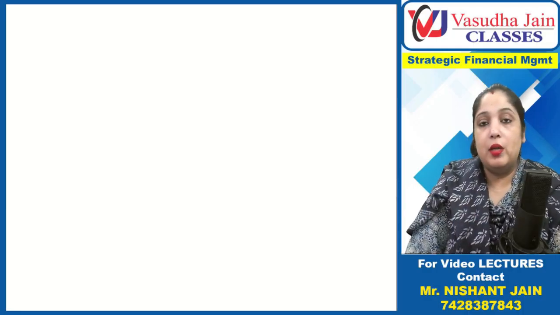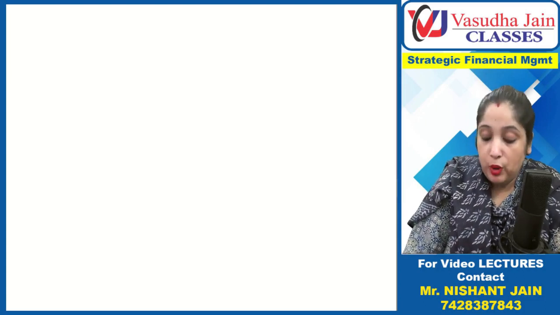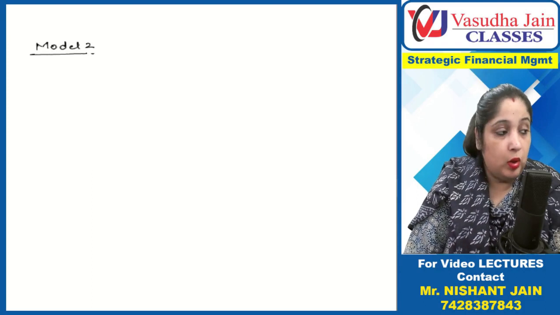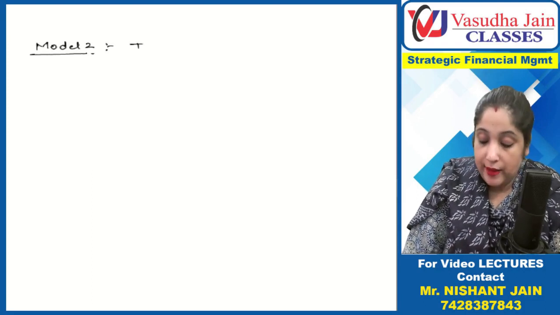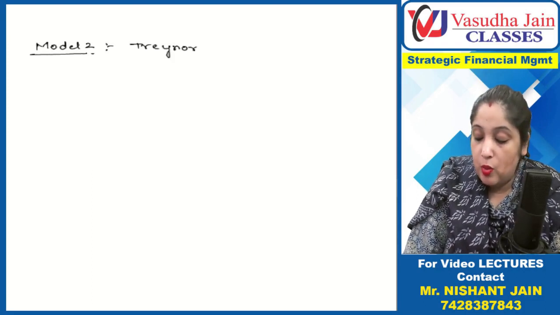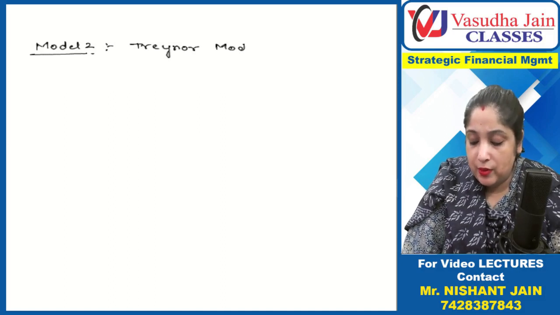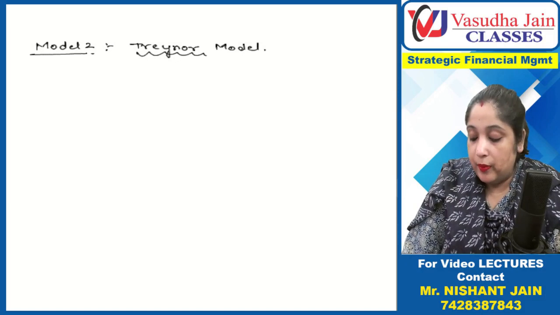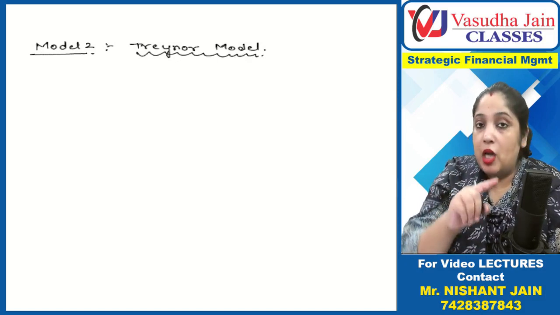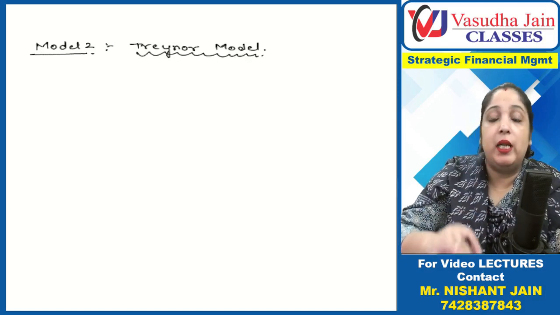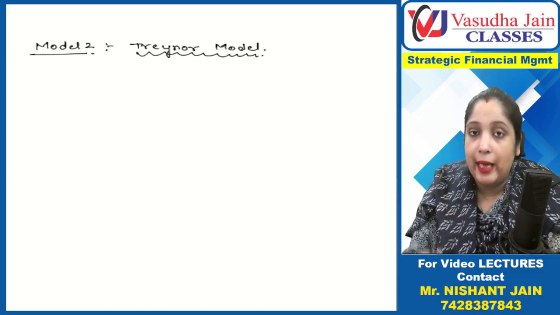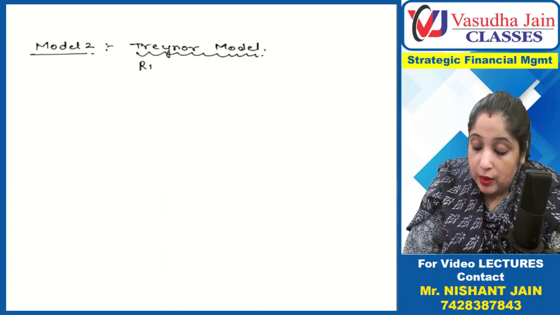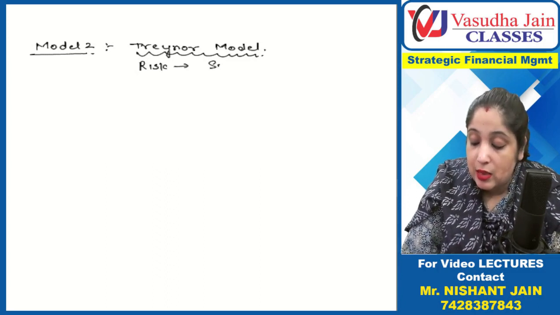So we have understood the Sharpe model. Now let us move on to the next model, model number 2. Model 2 is again a very simple model, the Treynor model. This chapter is very easy. In the Sharpe model, whatever we have computed, same thing we are going to compute again in the Treynor model. The only difference is that here the risk means only the systematic risk.